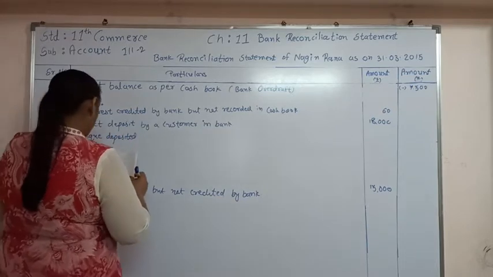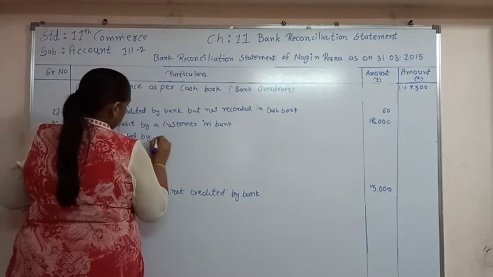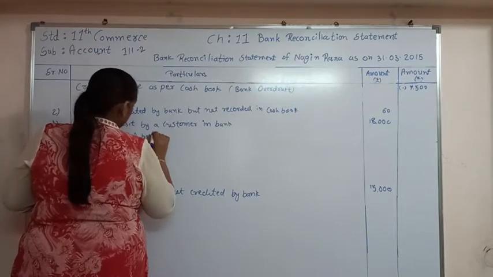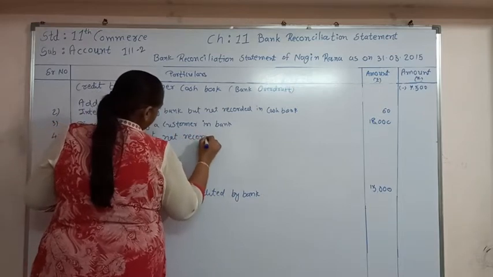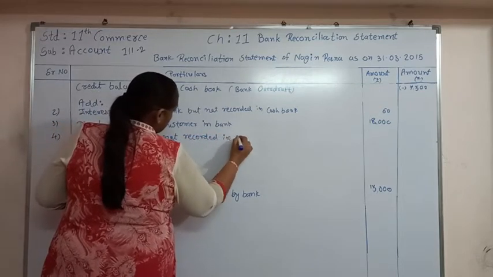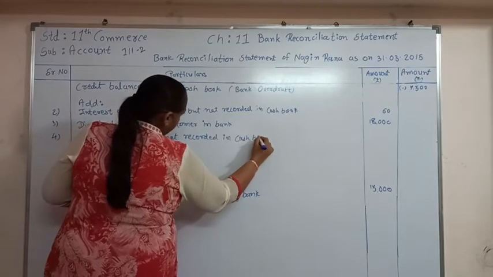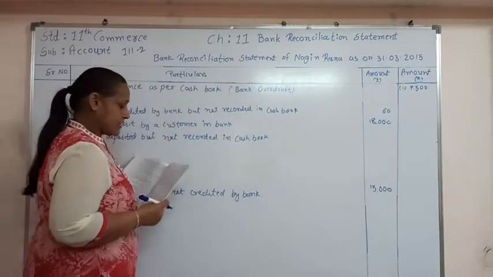Check deposited but not recorded in cash book, and the amount is 15,000.